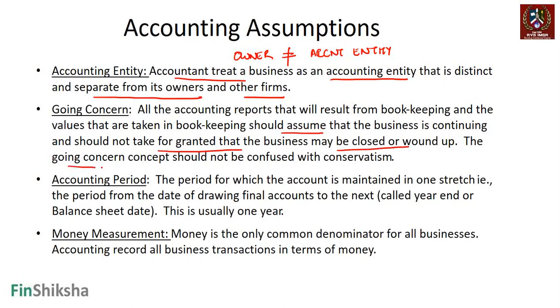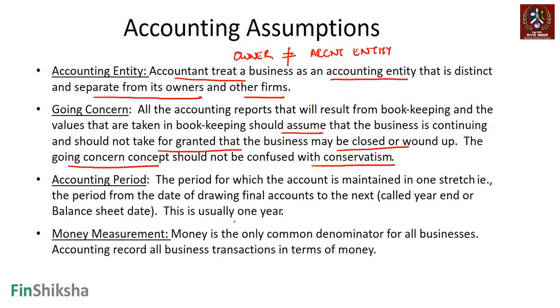The going concern principle, however, should not be confused with conservatism. So in general, if the company is doing fine, you would expect it to go till infinity. But if you believe that the company may have reasonable assumptions of closing down, then you have to apply the conservative principle there, right?